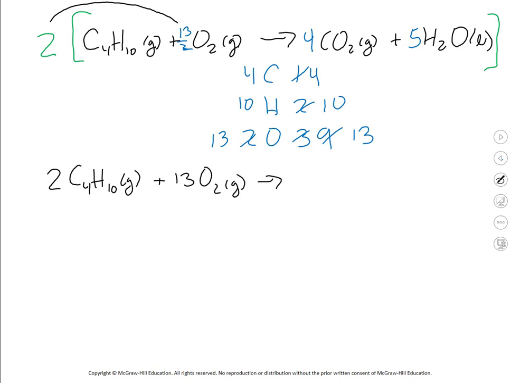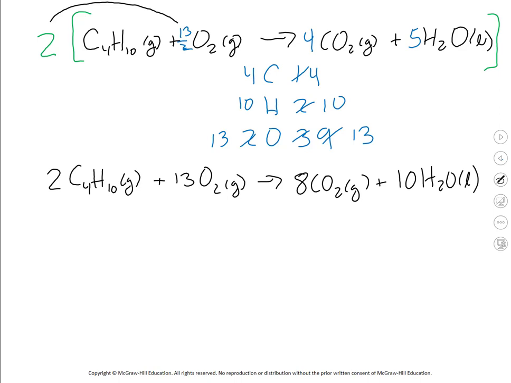How many carbon dioxides? And how many waters? 10. Make sure that you are still in the lowest whole number ratio. A balanced chemical equation is in its lowest whole number ratio. So if these coefficients are all divisible by the same number other than 1, then you need to simplify it.